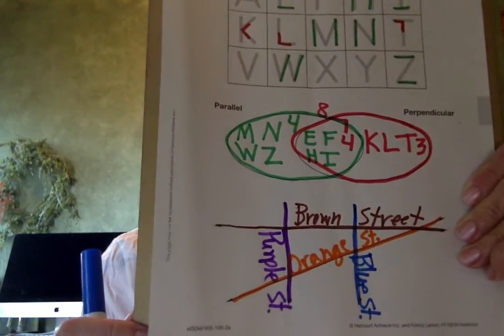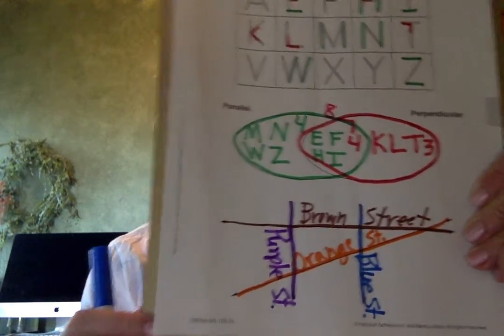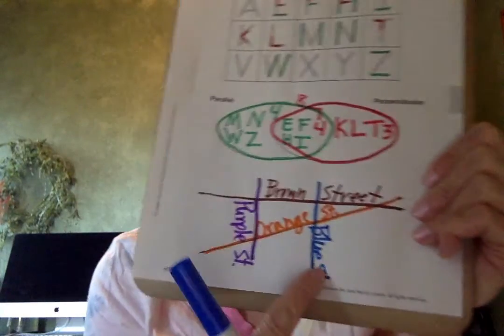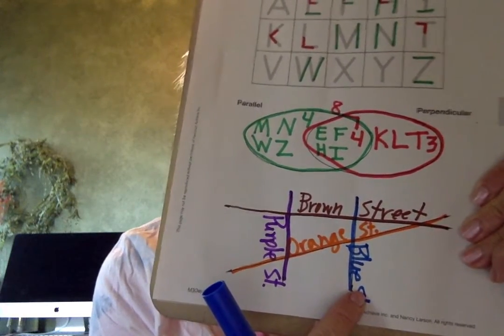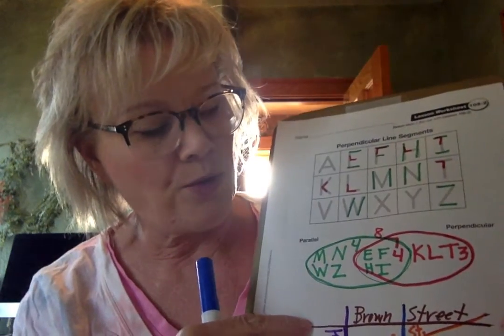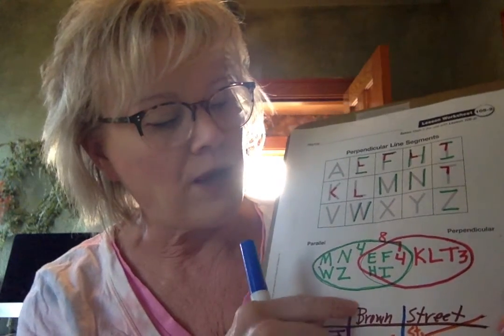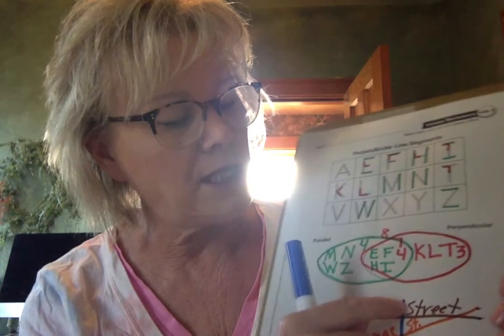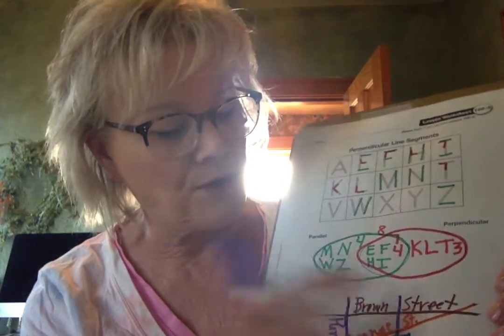Which streets are parallel? Correct. Purple Street and Blue Street. Which streets are perpendicular? Well, Purple Street and Brown Street, Blue Street and Brown Street.